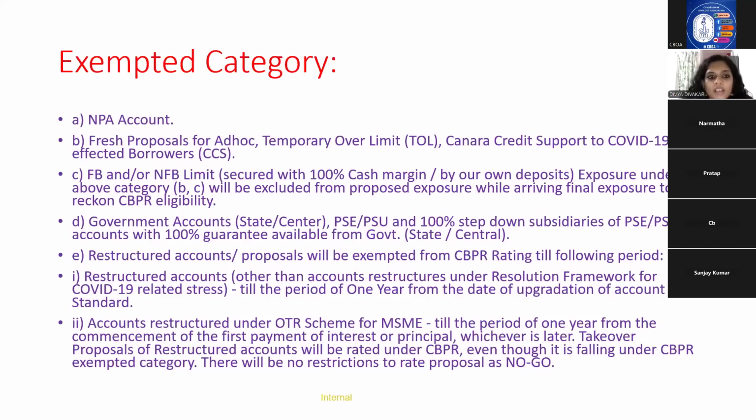Then restructured accounts or proposals will be exempted from CBPR rating till the following period. Which are those periods? Restructured account, till the period of 1 year from the date of upgradation of the account as standard. Then account restructured under the OTR scheme for MSME, again till a period of 1 year from the commencement of the first payment of interest or principal, whichever is later.